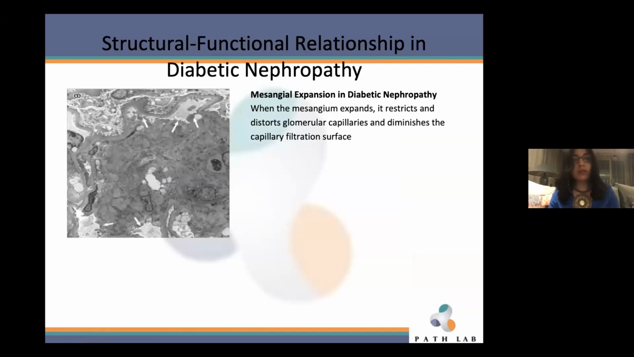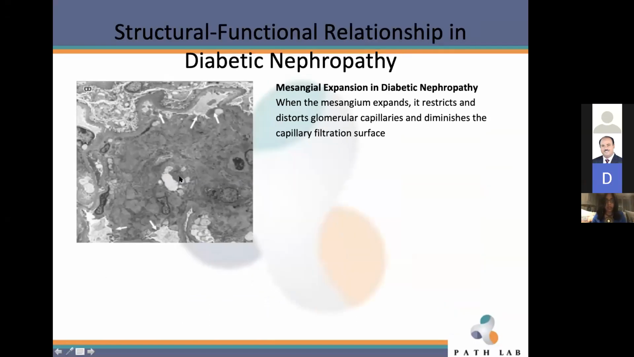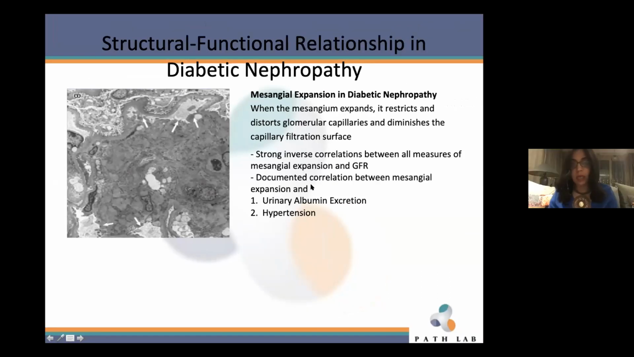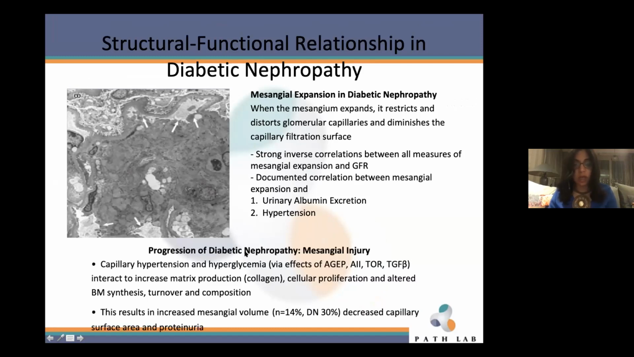When we come to discuss or consider structural functional relationship in diabetic nephropathy, we know that the main lesion is mesangial expansion. And when the mesangium expands, it restricts and distorts glomerular capillaries and diminishes the capillary filtration surface. So this is why early on, this is what you see. You have strong inverse correlations between all measures, mesangial expansion and GFR, urinary albumin excretion and hypertension. And that the progression models of diabetic nephropathy were mainly based on mesangial injury.